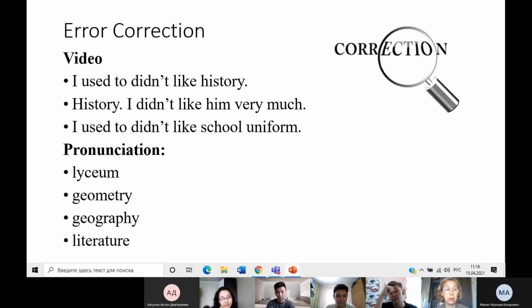And one more, the same structure. I used to didn't like school uniform. What is the correct version? Правильно, как сказать? I didn't use to. Yes, I didn't use to like school uniform.